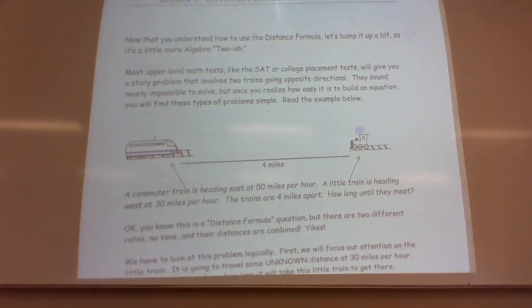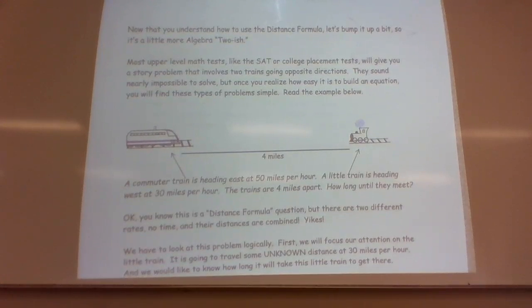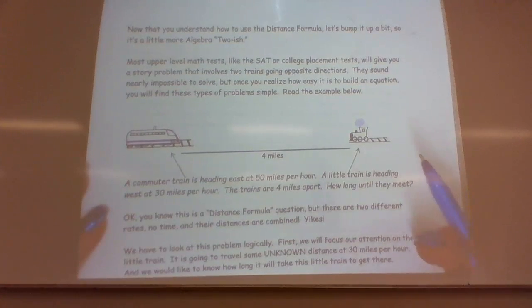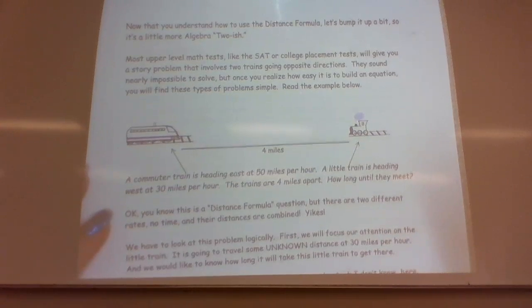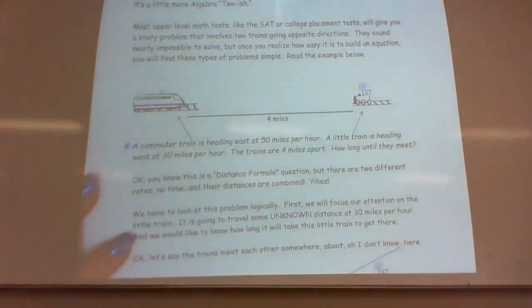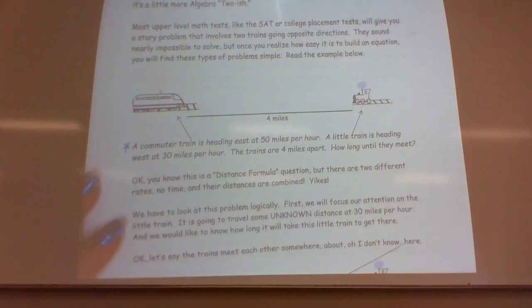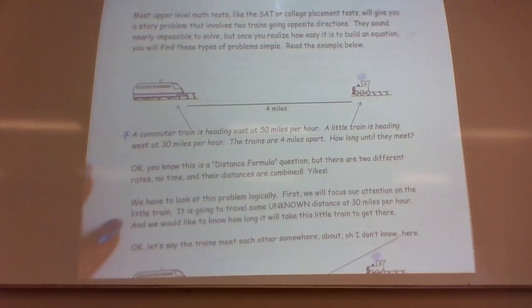So we're again talking about rate, distance, and time, and we know that our formula from yesterday is distance over rate or time equals rate or time. And we're going to look at this example in the middle here. I'm going to put a star by it. A commuter train is heading east at 50 miles per hour. A little train is heading west at 30 miles per hour. The trains are 4 miles apart. How long until we meet?